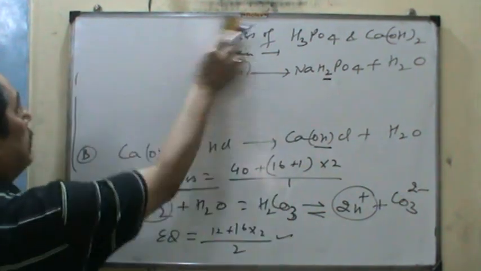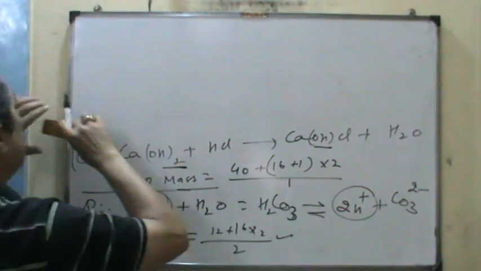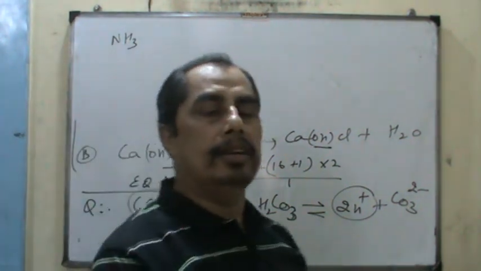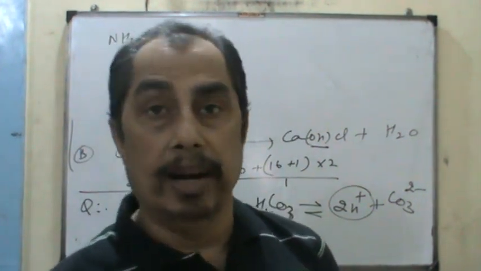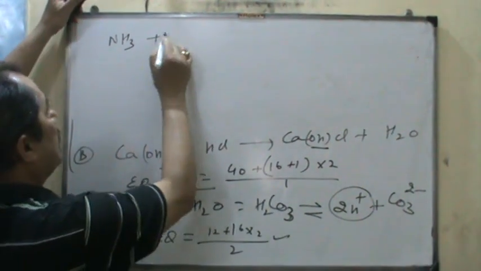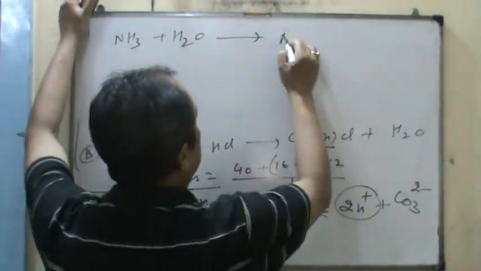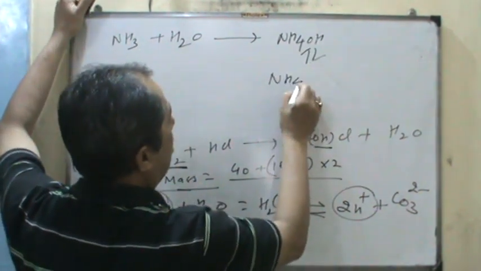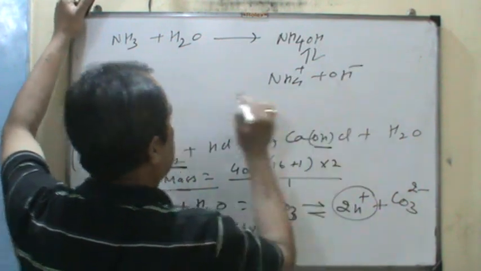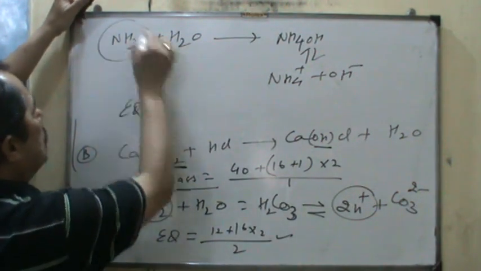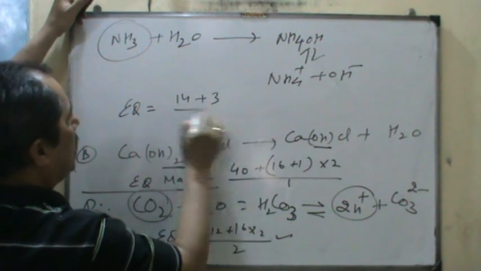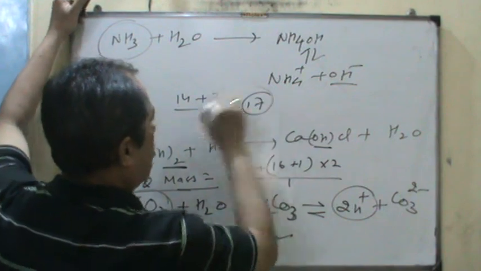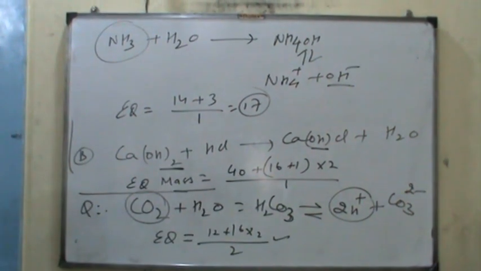Similarly, the last question: equivalent mass of ammonia. Without dissolving ammonia in water, you can't calculate the equivalent mass. Whenever NH3 is dissolved in water, it forms ammonium hydroxide, which breaks into NH4 positive and OH negative. So the equivalent mass of ammonia is (14 plus 3) divided by 1, because 1 OH is furnished. So the answer is 17.